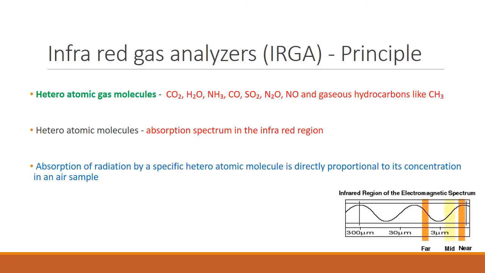Therefore, the absorption of radiation by a specific heteroatomic molecule is directly proportional to its concentration in an air sample. That is, for example, in the case of carbon dioxide, when carbon dioxide concentration increases in an air sample, higher is the absorption of infrared radiation. Also, when carbon dioxide concentration reduces, the lesser is the absorption of infrared radiation.